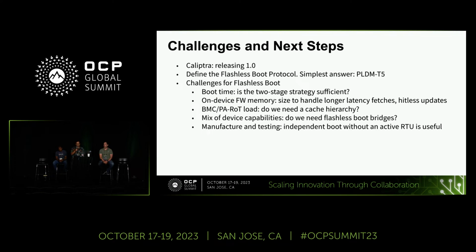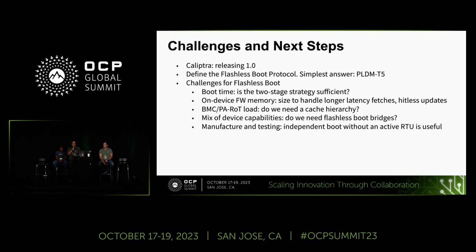For next steps, for Caliptra, the most imminent one is 1.0, and you'll see the status of that in the next talk. For flashless boot, we're in the earlier stages of the project. One of the first questions is to define the flashless boot protocol. The simplest answer could be PLDM Type 5 itself. It's what devices already need to implement, and it has the requisite functionality, basically a command that lets a device fetch more firmware. Instead of writing it to flash, you write it to your RAM.